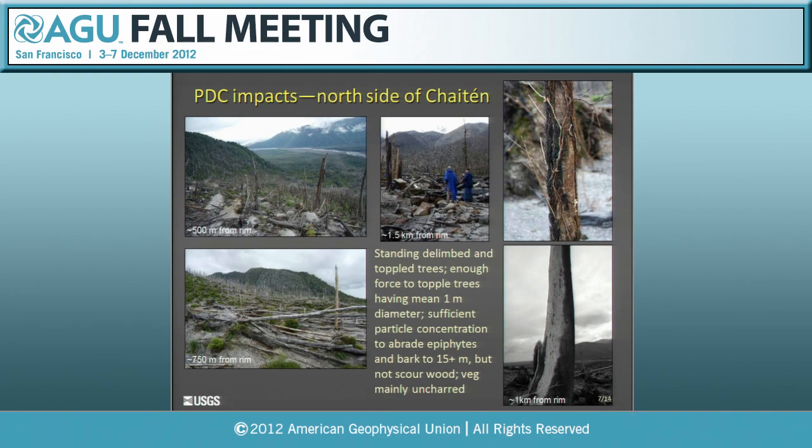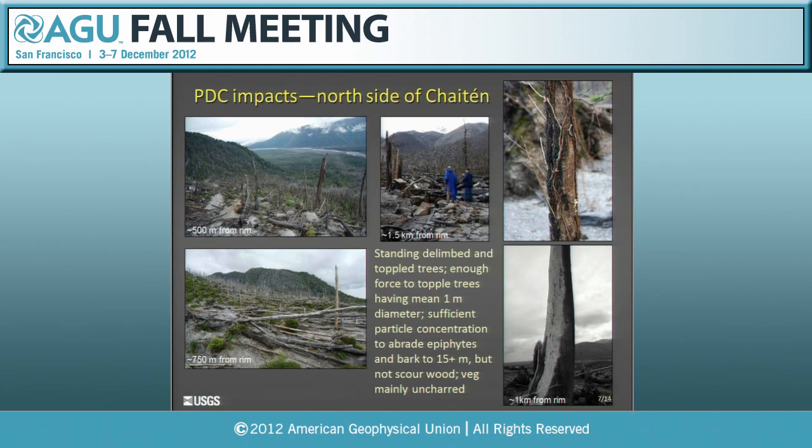But when you look at the damage to the wood under the bark, it's fairly uniform. The wood is not really chewed up. And the impact marks, the light abrasion on the wood, is fairly uniform all the way up. So we take this to be evidence that it's strong enough to topple the trees.